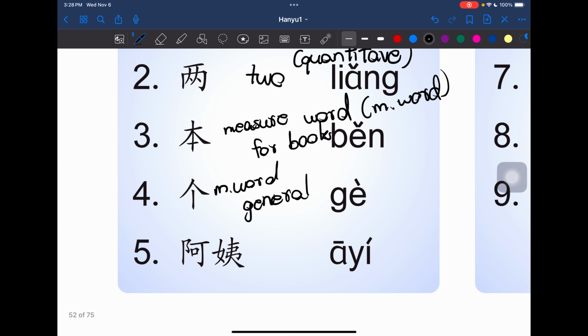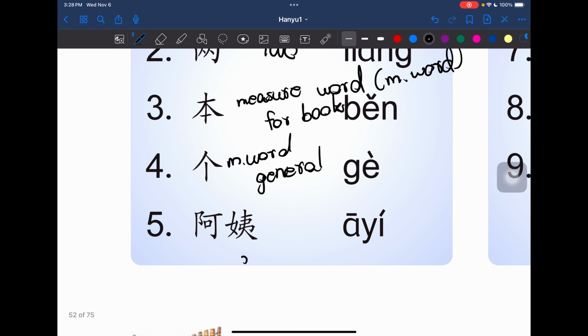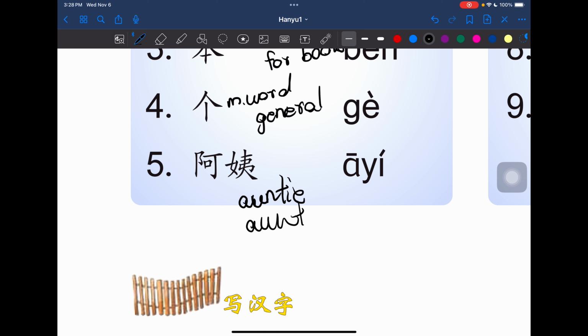Next we have 阿姨. 阿姨 is auntie. 阿姨 is your aunt, right? Aunt. So to write 阿姨, we're going to start with 啊. 啊, you go 1, 2, 3, 4, 5, 6, 7. Just 7 strokes, okay? 1, 2, 3, 4, 5, 6, 7. That is 啊. And for 姨, we're going to write like 1, 2, 3, 4, 5, 6, 7, 8, 9.